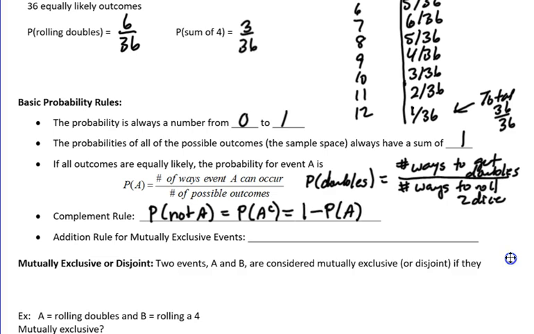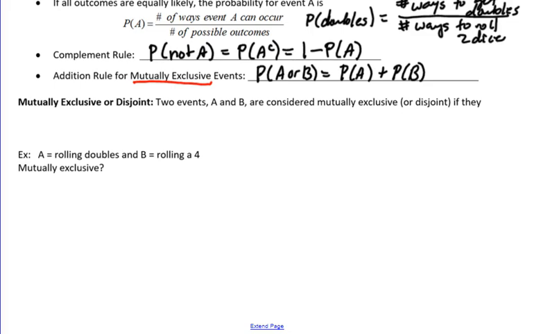And then we learned if we have the probability of A or B occurring, we could just add the probability of A plus the probability of B. Now this is only true if the events are mutually exclusive. So we need to define what is meant by mutually exclusive. 2 events A and B are considered mutually exclusive, or disjoint, those are synonymous terms, if they cannot both occur at the same time.